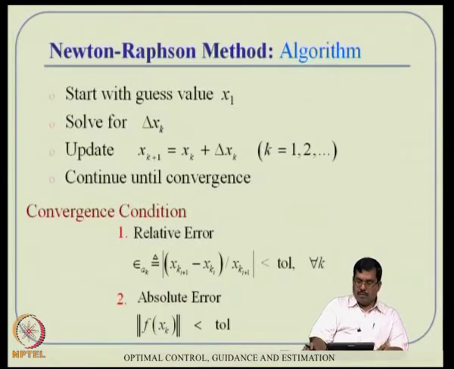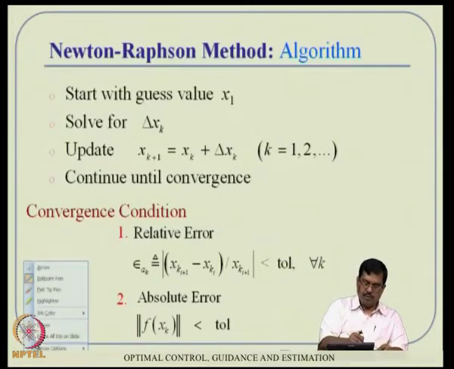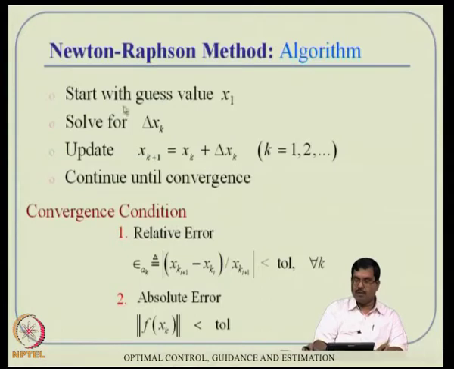So, in the Newton-Raphson algorithm, you start with some guess value, either x0 or x1, whatever it is, and MATLAB will start with x1. The index 0 is not defined in MATLAB anyway. So you start with some guess value x1, solve for delta x_k, and then update x_{k+1} like this. Then you continue until convergence, and convergence is typically given either in terms of relative error or in terms of absolute error.